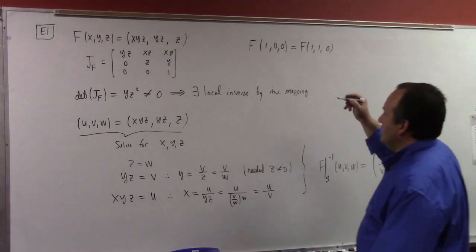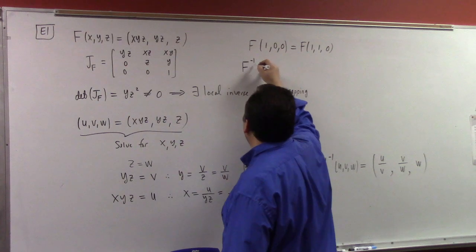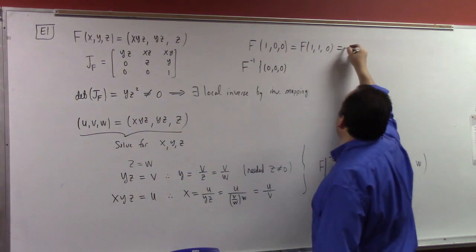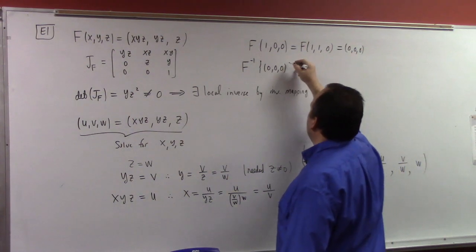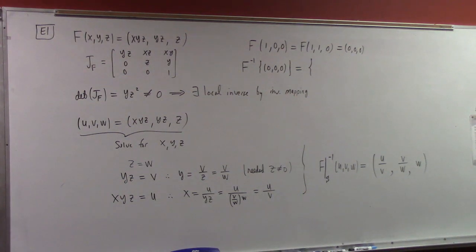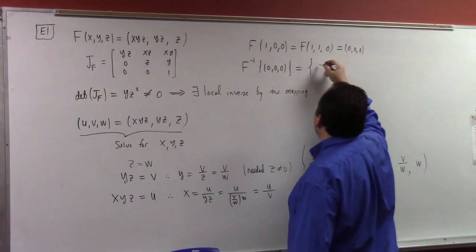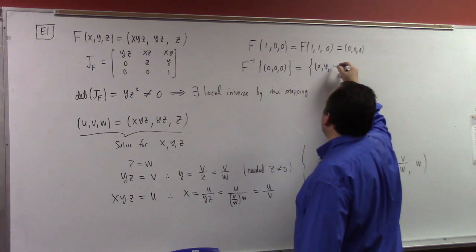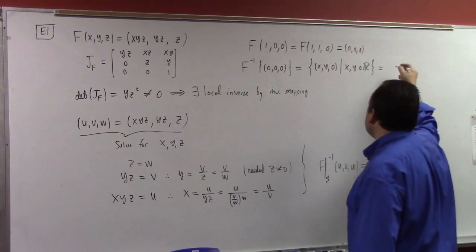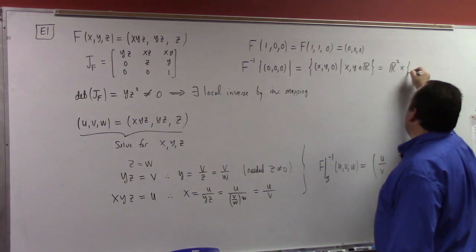In other words, the inverse image of the 0 vector is equal to what? We have to have z equal 0. z has to be 0, but x and y are anything. So this is exactly (x, y, 0) such that x and y are just real numbers. Or if you like, R2 cross 0.